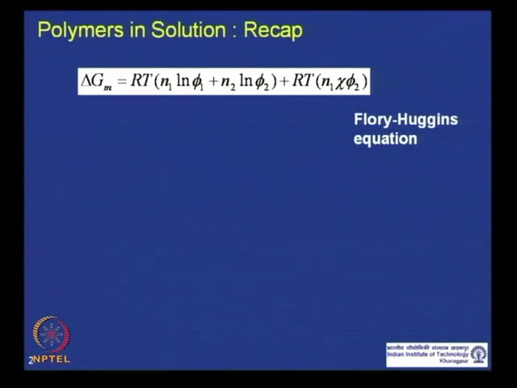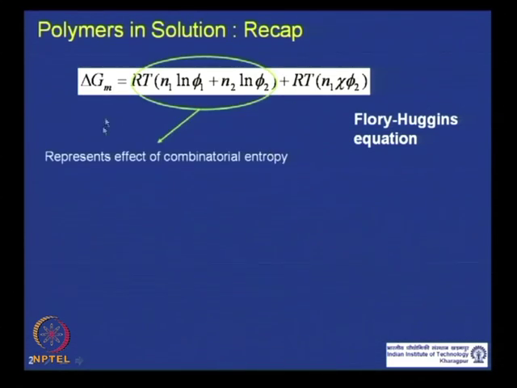Now, let us begin by recapping for a few minutes what we discussed in the last lecture. We derived the Flory-Huggins equation, where the Gibbs free energy of mixing is given by two terms. The first term comes from purely combinatorial entropy and is always negative, so it always favors mixing. It always gives a negative contribution towards the Gibbs free energy of mixing.